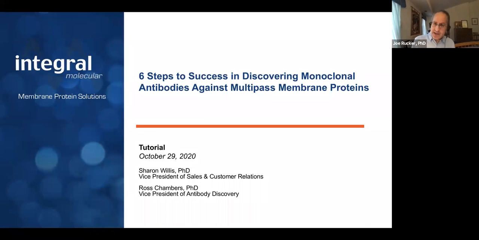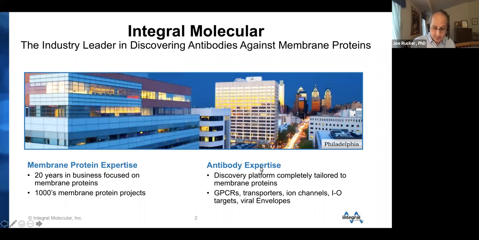Before we actually begin, let me introduce Integral Molecular as a company. For those of you unfamiliar with Integral Molecular, we are the leaders in antibody discovery. Located in Philadelphia, we have close to 20 years of experience in the discovery and characterization of antibodies against the most challenging membrane protein targets. We have worked on thousands of different membrane protein projects and have experience with most classes of membrane proteins, including GPCRs, transporters, and ion channels. And with that, I will hand over the talk to Sharon.